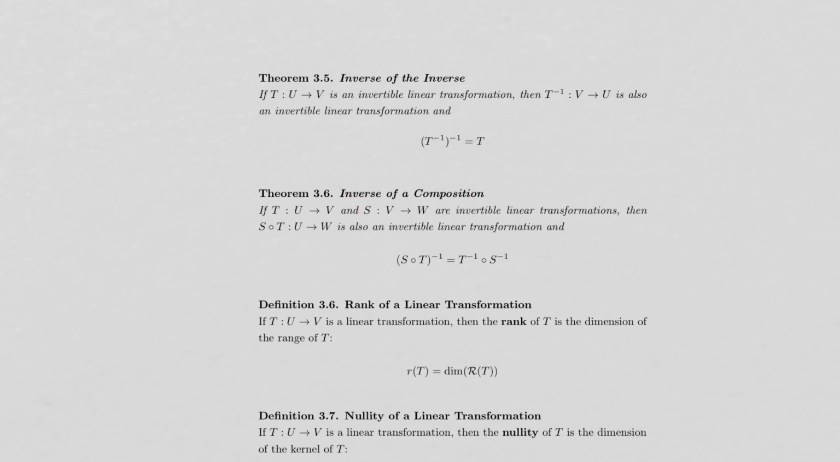This one says that for the inverse of a composition, if S and T are both invertible, the inverse of S circle T is the inverse of T composed with the inverse of S. In other words, it's T inverse circle S inverse. Notice the order changes. Inside here it's S circle T, and here T inverse comes first and then S inverse.